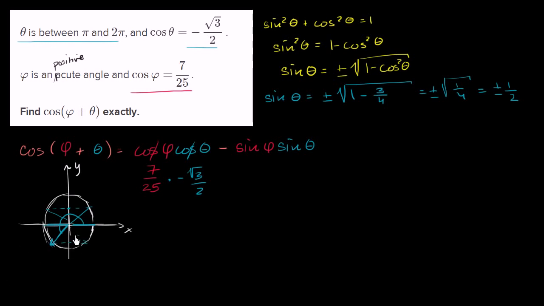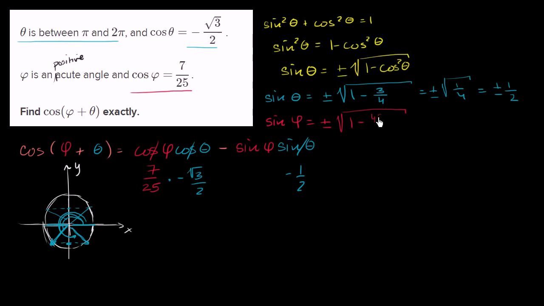Well, this tells us that we're in the third or fourth quadrant. So we don't know if theta is this angle or if theta is this angle right over here. But we know if it's in the third or fourth quadrant, the sine of it is going to be non-positive. So we know that for this theta, sine of theta is going to be negative 1/2. So this right over here is negative 1/2. And let's think about sine phi. So sine of phi is going to be equal to plus or minus square root of 1 minus cosine of phi squared. Cosine of phi is 7/25.